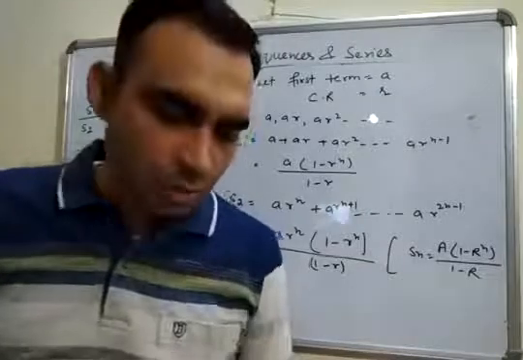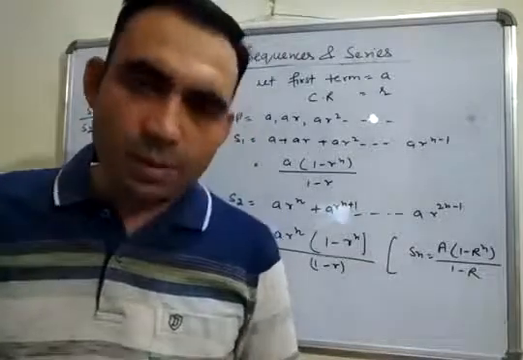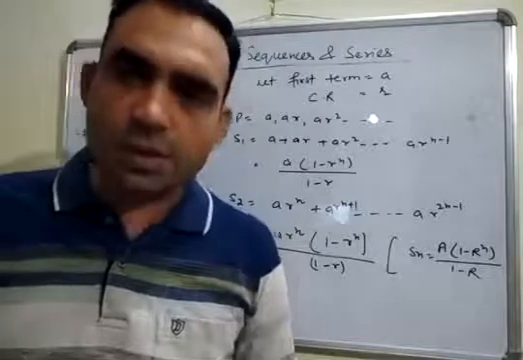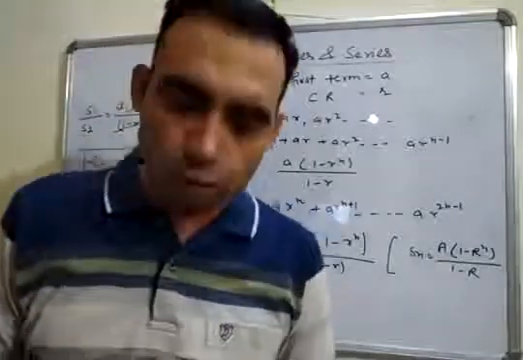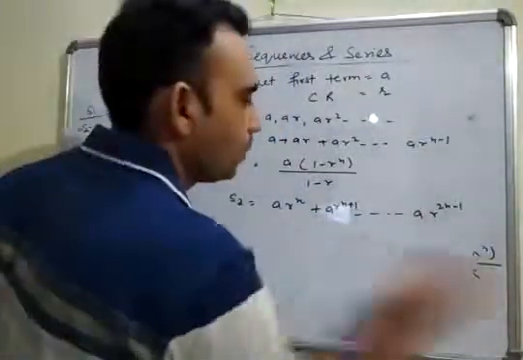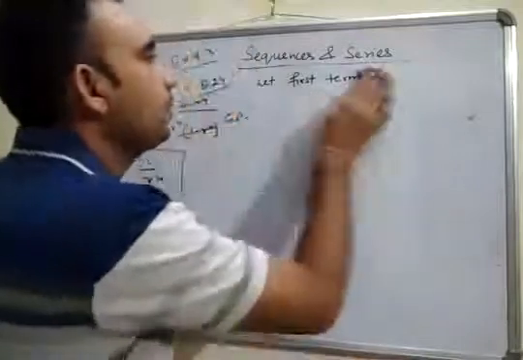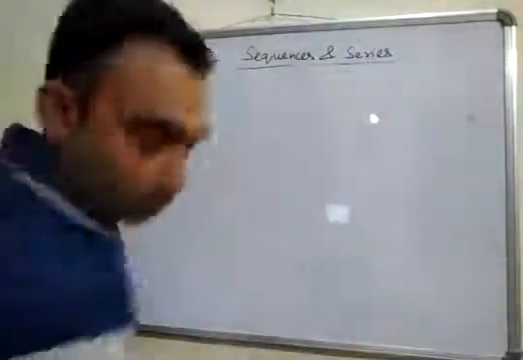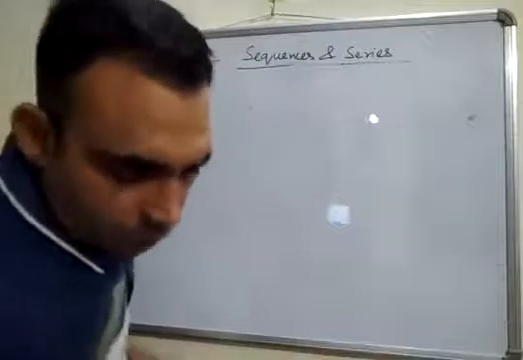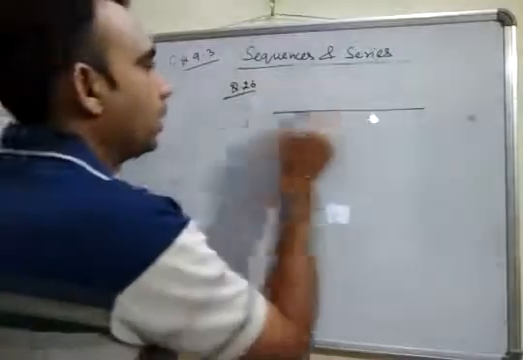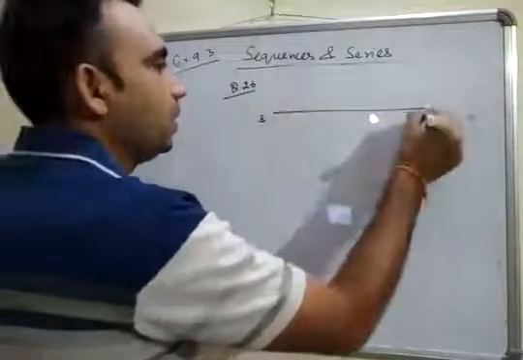Now let us take question number 26. Insert two numbers between 3 and 81 so that the resulting sequence is a GP. We have to insert two geometric means between 3 and 81. The given numbers are 3 and 81.